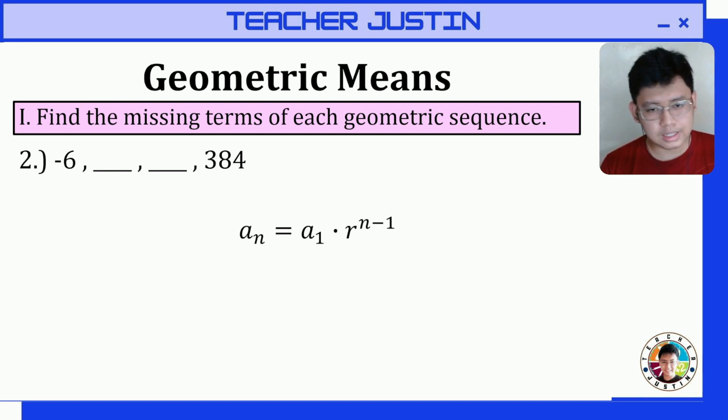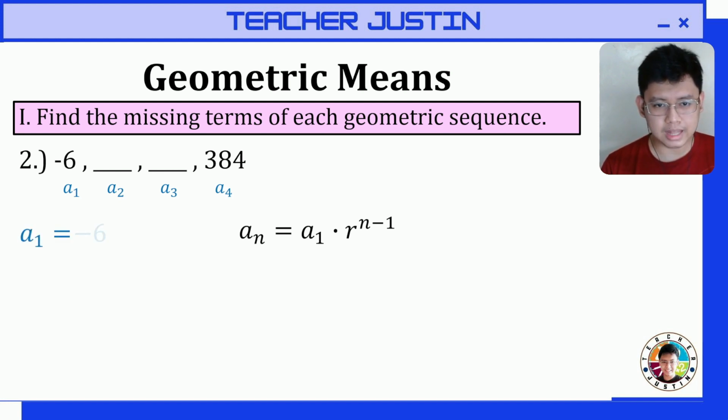Now, let's identify our given. So, our given, we have the first term, then we have blank, blank, tapos we're given the fourth term of our geometric sequence. So, ang first term natin is negative 6. Our last term, or our fourth term is 384, and our number of terms, we have 4. Now, let's substitute them to our formula.